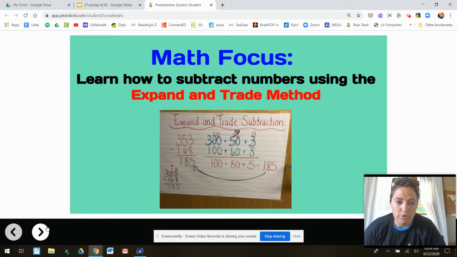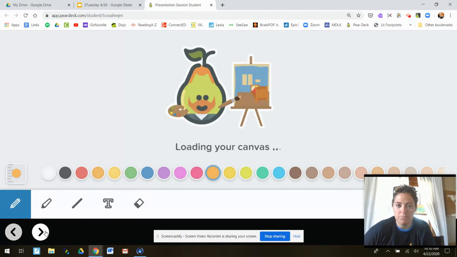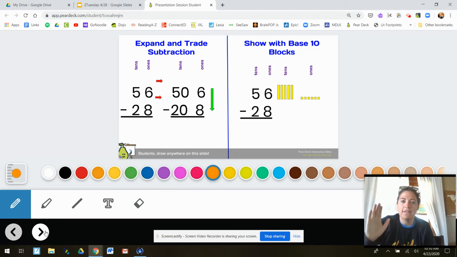Okay, so if you'll notice, this is called expand and trade subtraction. So I want you to look right in here. Basically, the way we're going to start is we're going to start kind of like with addition, where we were going with expanded form. We're going to show that with subtraction, okay? So let's take a look. I've got 2 things because I'm going to show you a bunch of different ways, okay?